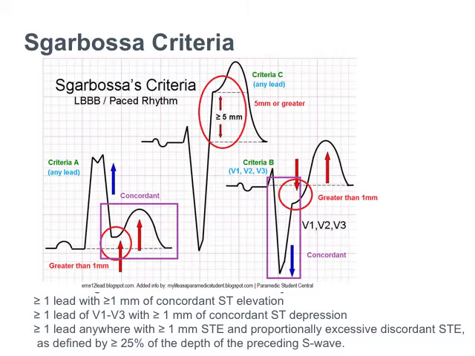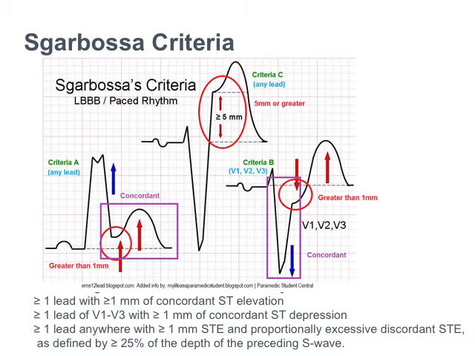So most of your QRS goes down and your ST segments go down, that's a problem and that's a sign of ischemia. So criteria A and criteria B both basically say if you see concordant changes in your ST segments, then you've got a problem. Meaning if your QRS is going upwards and your STs are going upwards, that's a problem. If your QRS goes down and your STs go down, that's a problem.